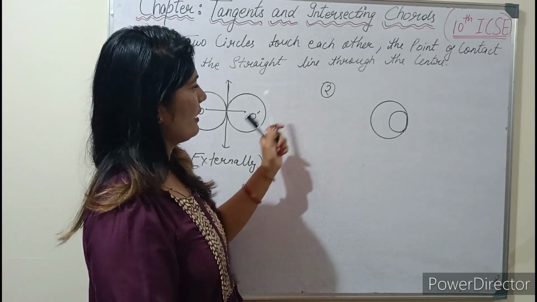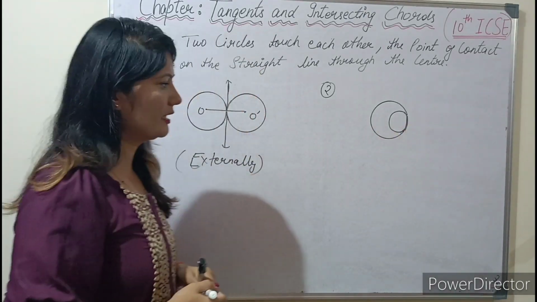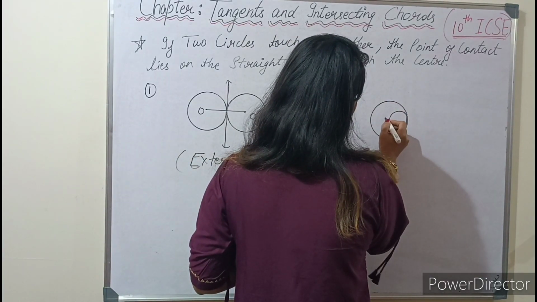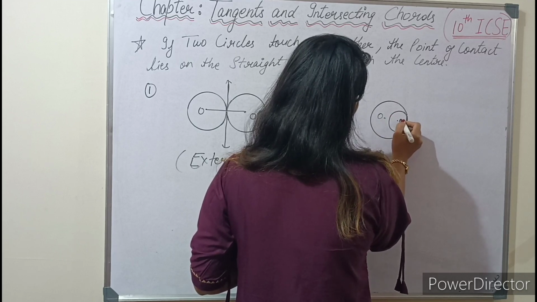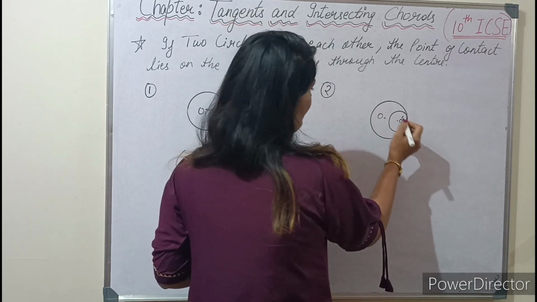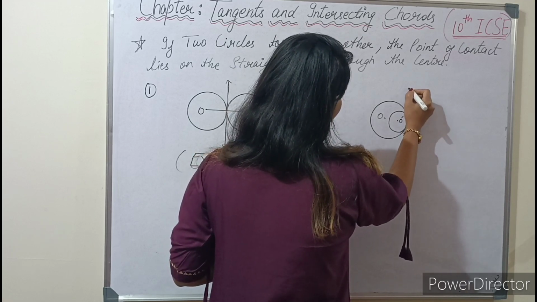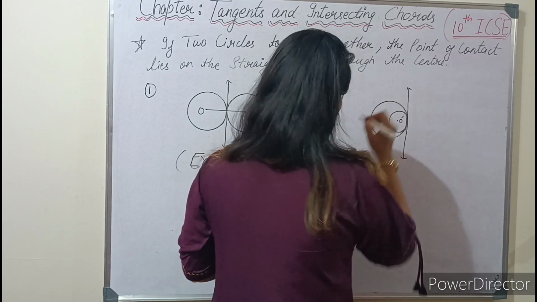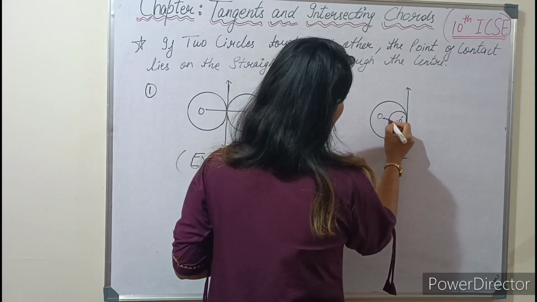Now, moving to the next condition where these two circles touch each other internally. In this case, suppose this is the center of the first circle and this is the center of the small circle. So here the point of contact lies at this point. If I draw a line, this point of contact will lie on the straight line passing through the centers.